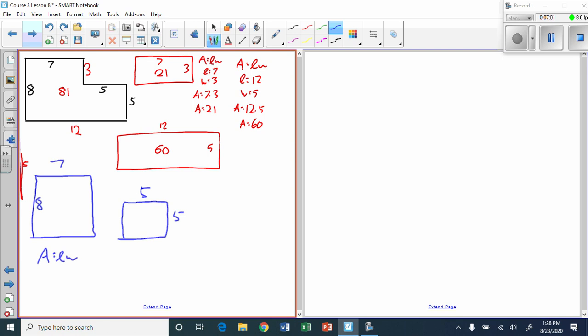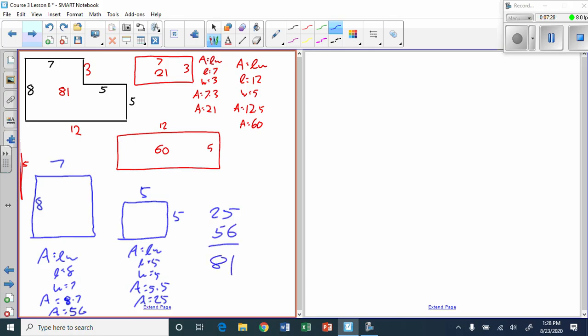Area equals 25 plus 56 is 81. Again, 81. We might have one more way that I can see here to do this.